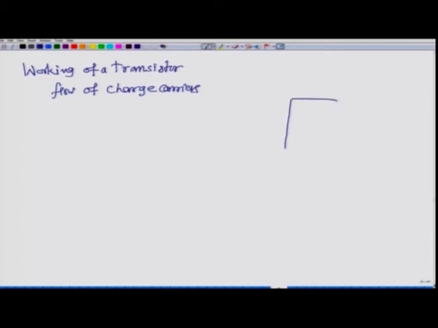Let me say this is our transistor, and here are the two junctions. Here are the two junctions, and this is NPN. So, this is N and this is P and this is N, and this is the emitter side and this is the collector side. Of course, middle one is base.